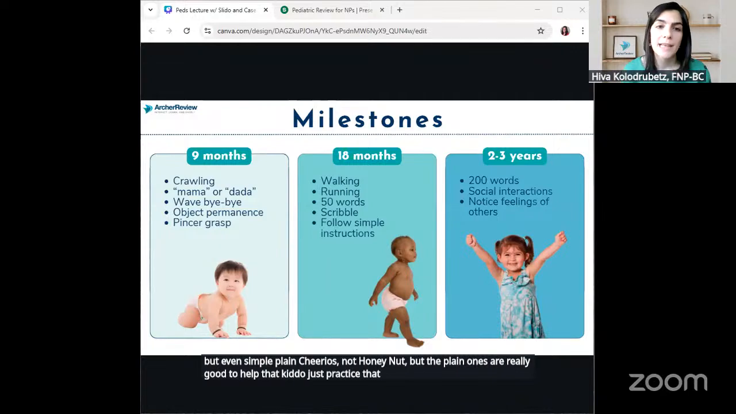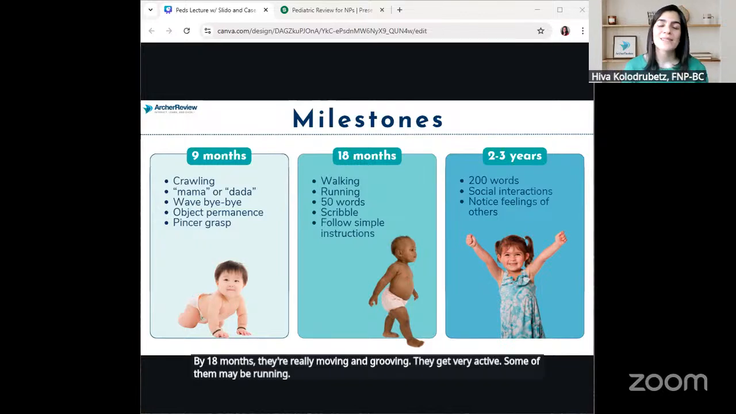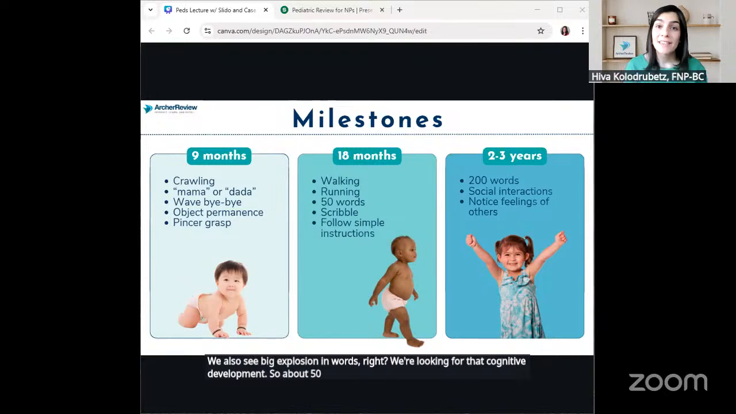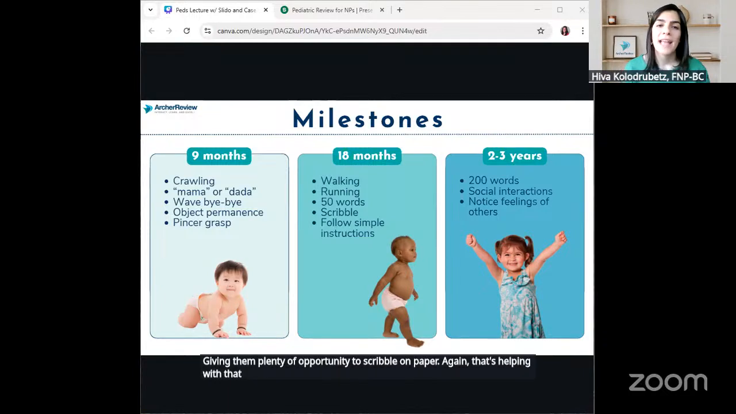That's really good. By 18 months, they're really moving and grooving. They get very active. Some of them may be running. We also see a big explosion in words, right? We're looking for that cognitive development. So about 50 words on average, giving them plenty of opportunity to scribble on paper. Again, that's helping with that fine motor control. And then they might also be able to follow simple instructions.